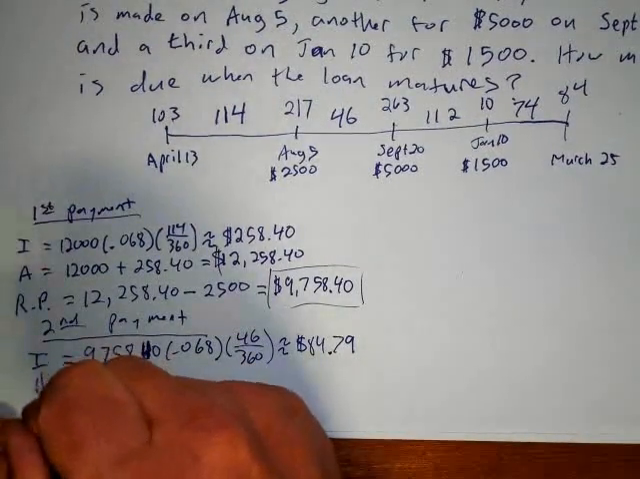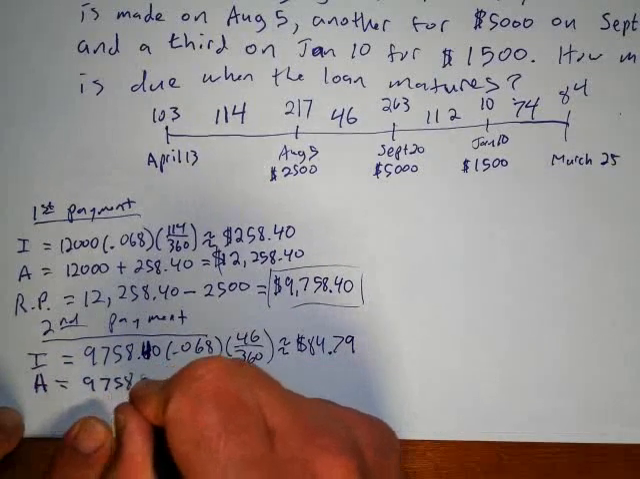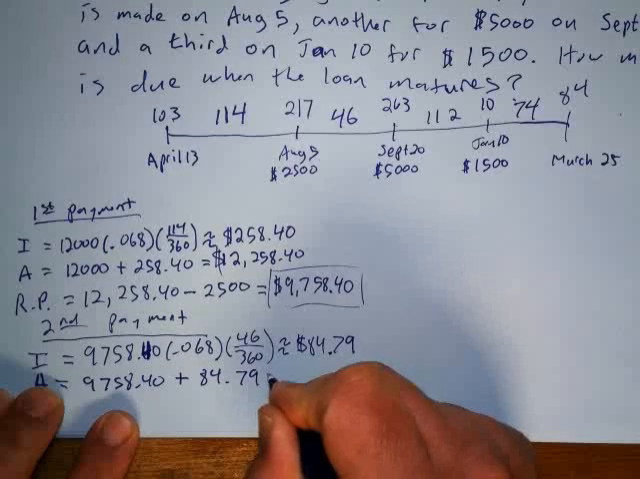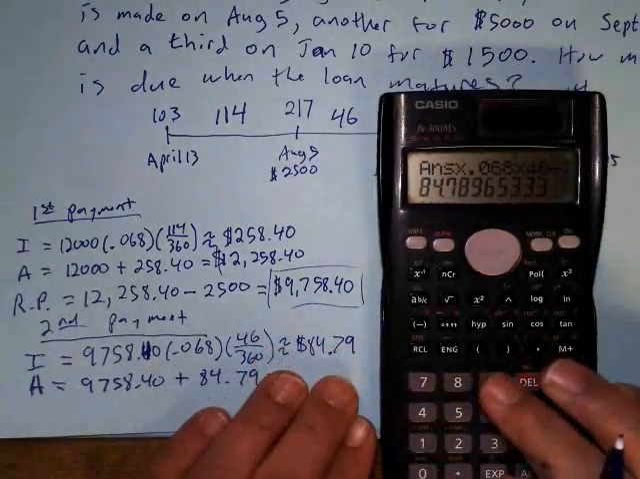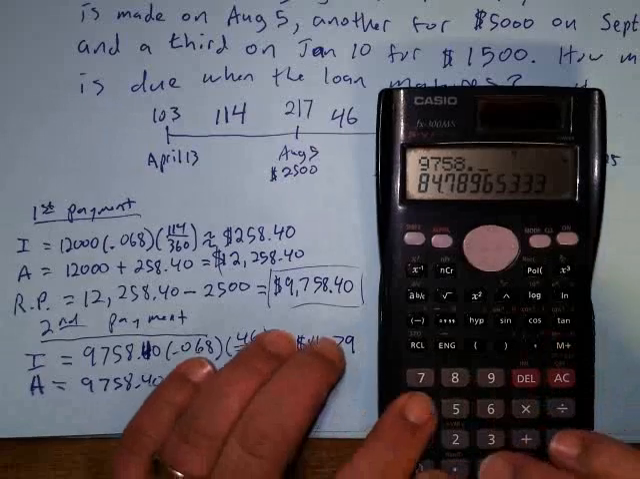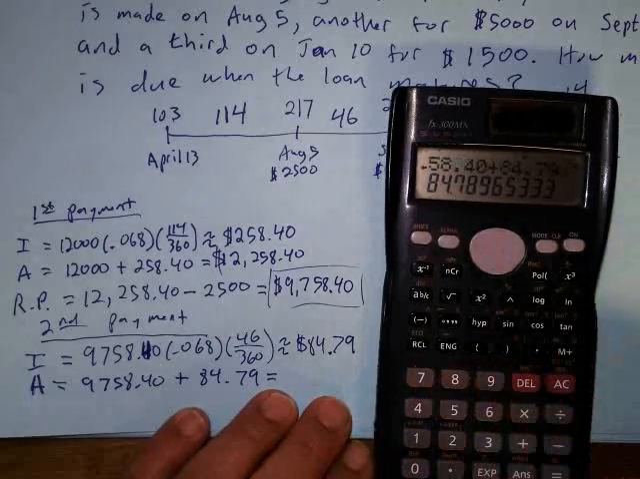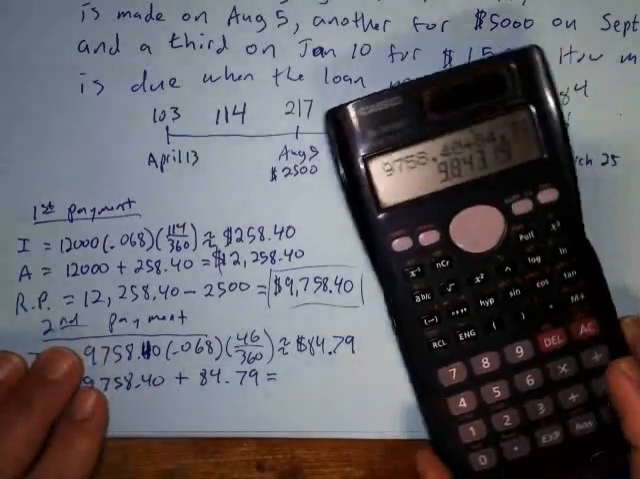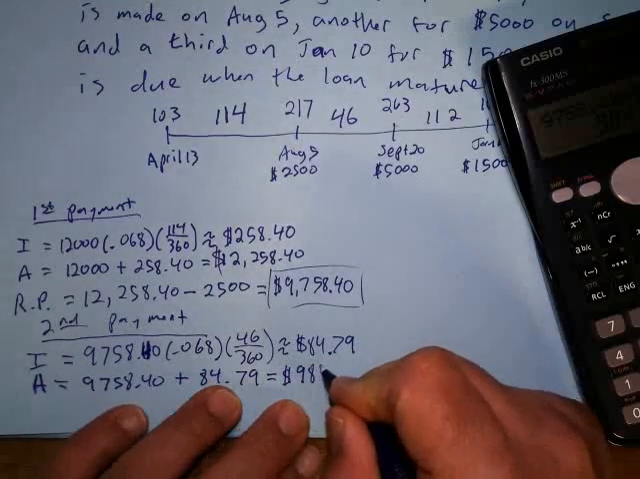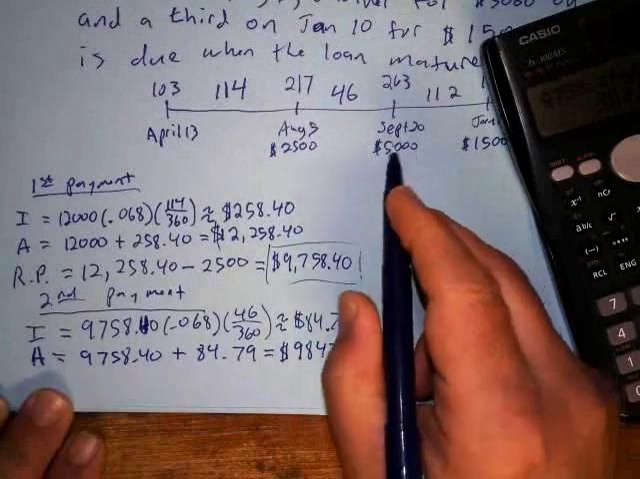Okay, so the amount that I owe at this point then is the $9,758.40 plus the $84.79. So $9,758.40 plus 84.79, and I get $9,843.19. So this is how much I owe. So that's how much I owe when that second pay period comes here.